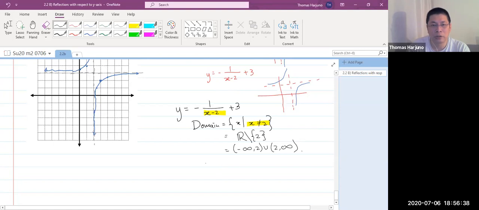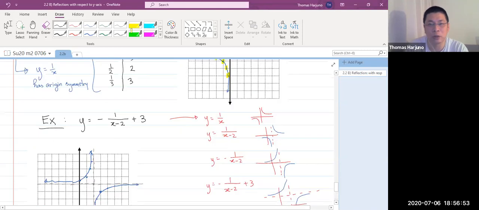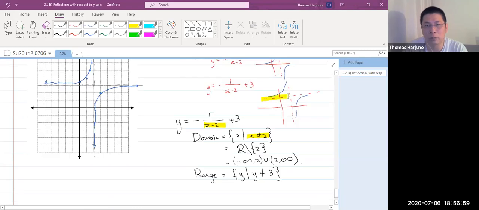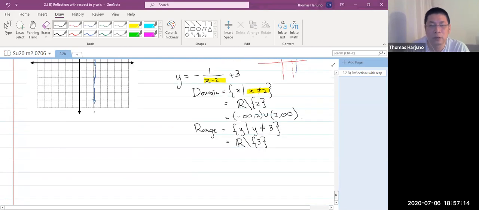As for the range, that will be all y where y cannot be 3. Now notice that originally the y cannot be 0. Right? Now because you move it up 3 units, the y now cannot be 3. So it will be all real numbers except 3. Okay, you can try. If you plug in x equals 2, you will get undefined. If you plug in y equals 3, you will get undefined.